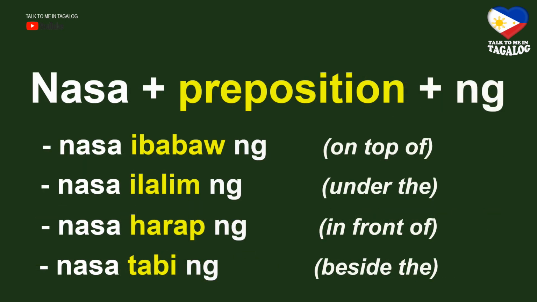The word nasa is also used with another Tagalog preposition. In order to do so, you may use this pattern. Nasa plus preposition plus ng. Example, nasa ibabaw ng, meaning on top of. Nasa ilalim ng, meaning under the. Nasa harap ng, in front of. Nasa tabi ng, beside the.